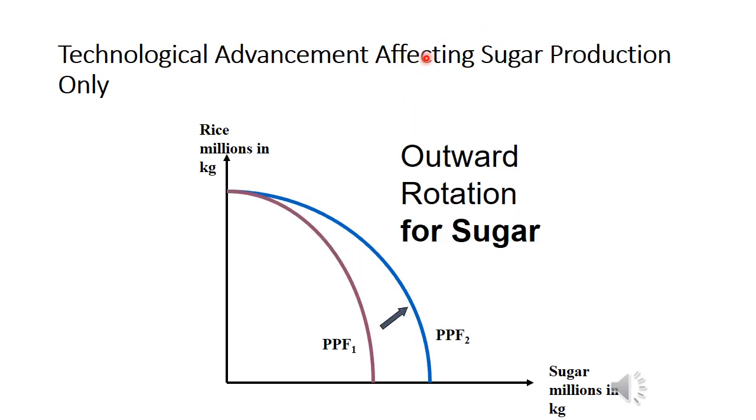In this example, we have technological advancement affecting sugar only. So if it's for sugar on this axis, it will be outward rotation for sugar. The maximum amount increases from here to here. And this is reflected by the new PPF, which is PPF 2. Draw the arrow, and remember to label the axis, rise in sugar. So this is an event affecting one good only, for sugar. So the maximum amount of sugar production goes up. Rice remains the same. So outward rotation for sugar only.